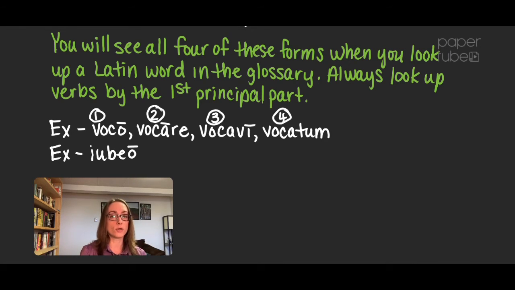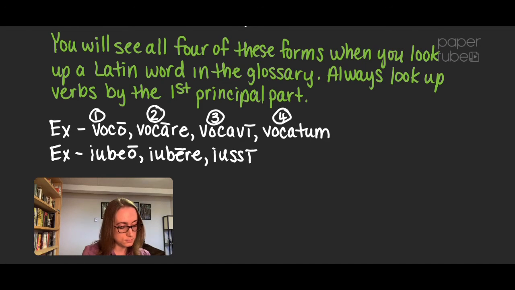Iubeo means I order. That one's pretty straightforward. It has an O ending like it should in the present tense. Iubere is to order. That one's pretty straightforward. It looks like a normal infinitive. But when you get to the 3rd principal part of this verb, it's iussi, I ordered. That does not look like the 1st or 2nd principal parts. This is why you have to look it up. The 4th principal part of this verb is reminiscent of the 3rd principal part, and it is iussum.